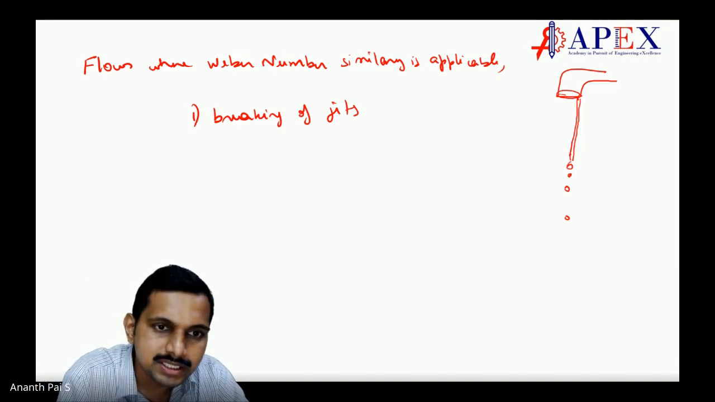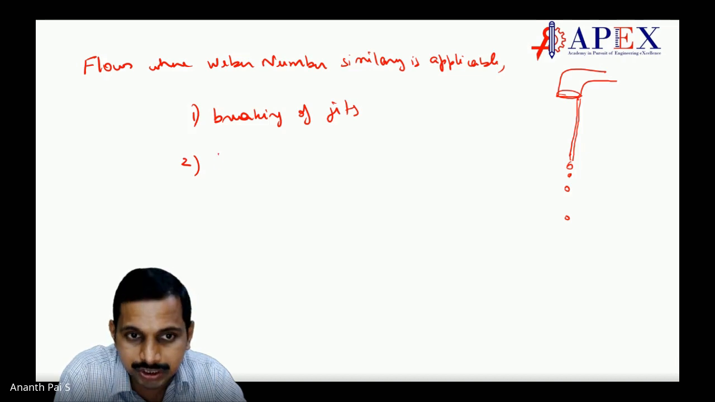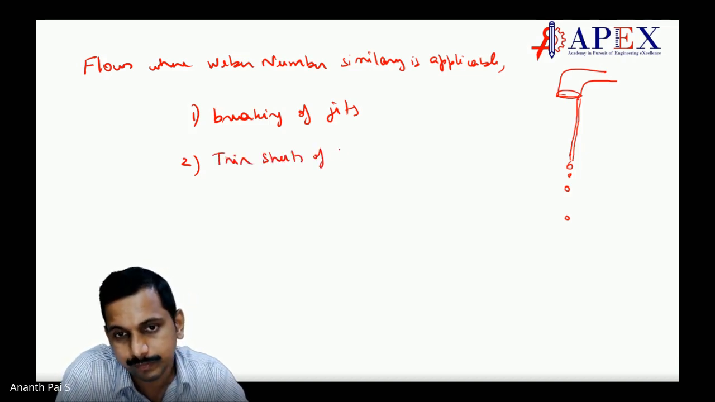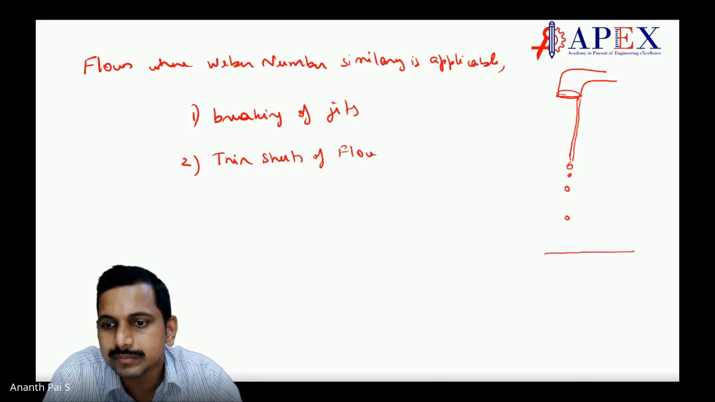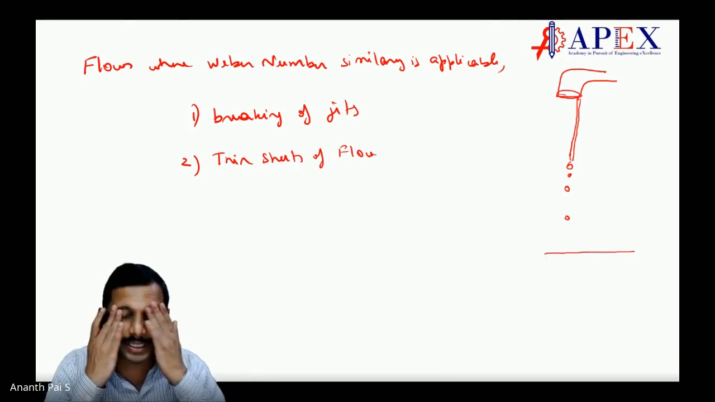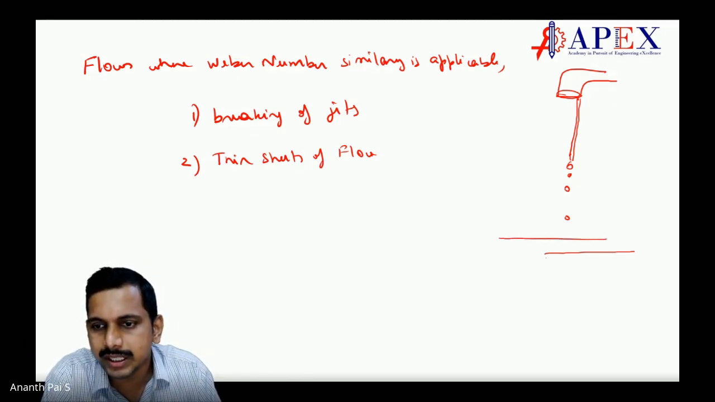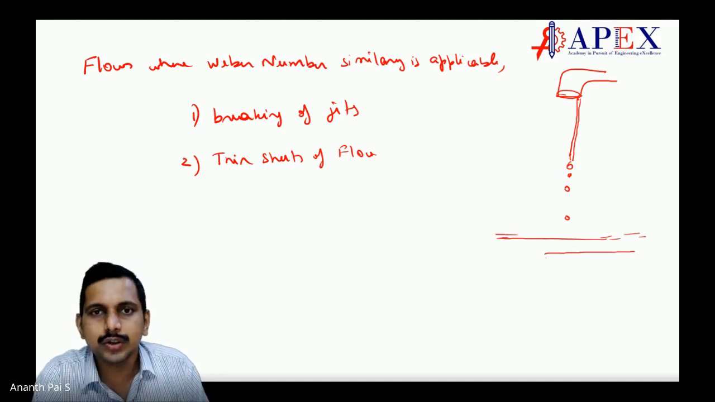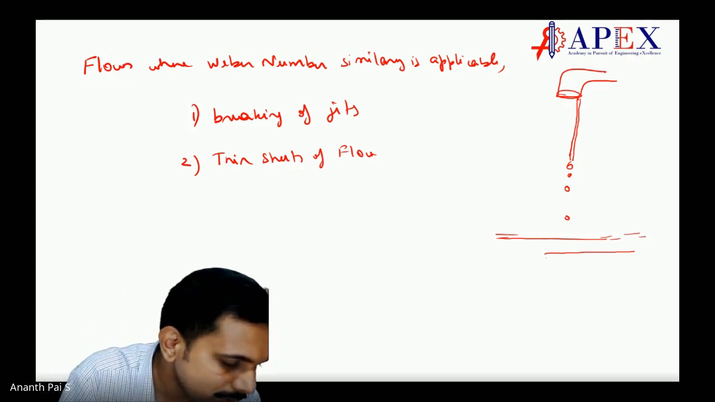Second place where it is important is thin sheets of flow. When flow is over a thin sheet, especially when this falls on this one, there is a thin sheet which is formed, is it not? So if you want to consider heat transfer analysis there, these kind of things will be important.